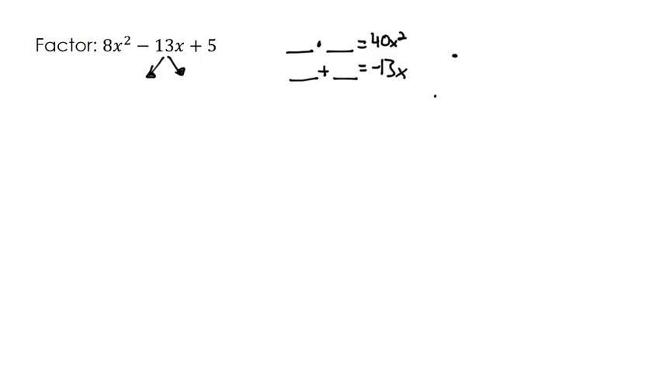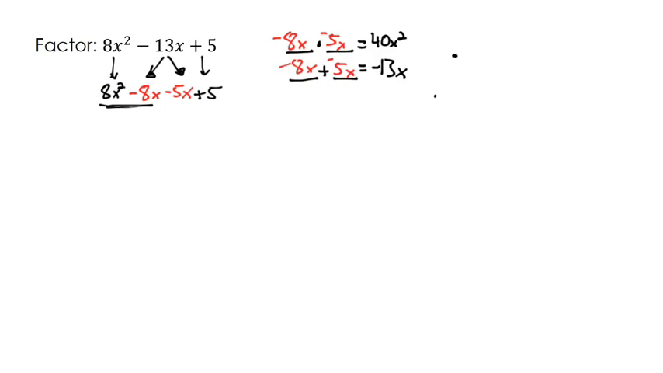Okay? So now I'm thinking about this. I know my numbers multiply to give me a positive, so they're both negative or both positive. And since they add to give me a negative, I know they must both be negative. In this case, it's going to be 8x and 5x, both negative. So I'm going to rewrite my middle term as negative 8x minus 5x. I'm going to bring down my 5, and I'm going to bring down my 8x squared.